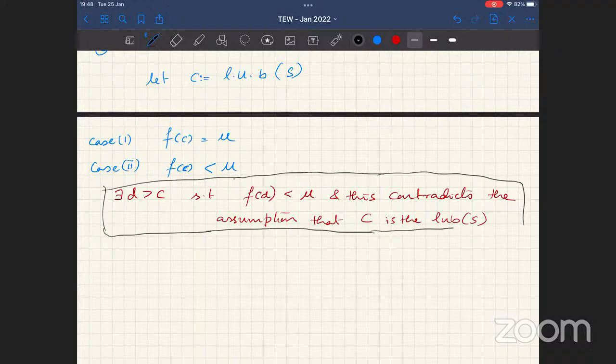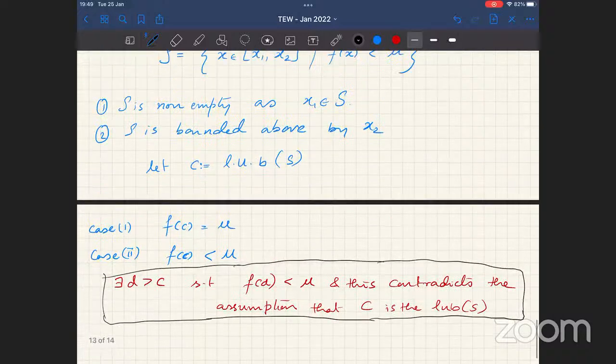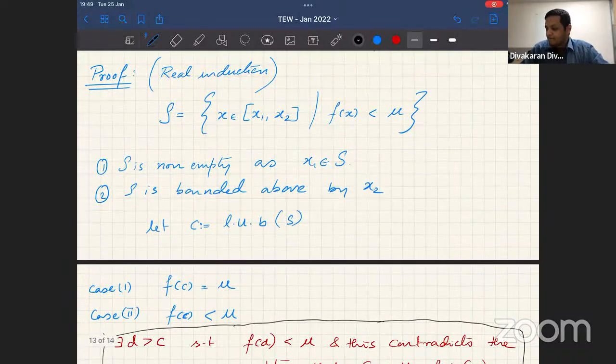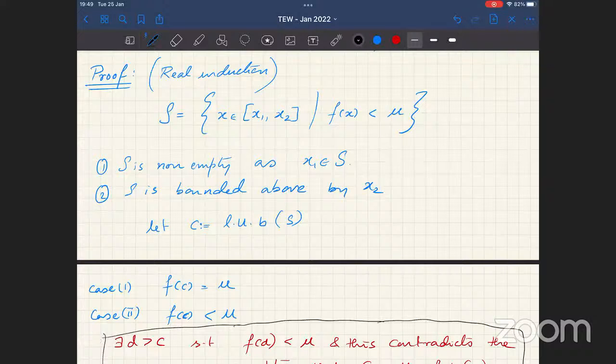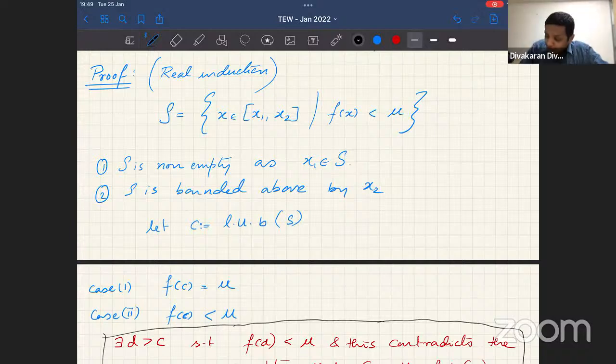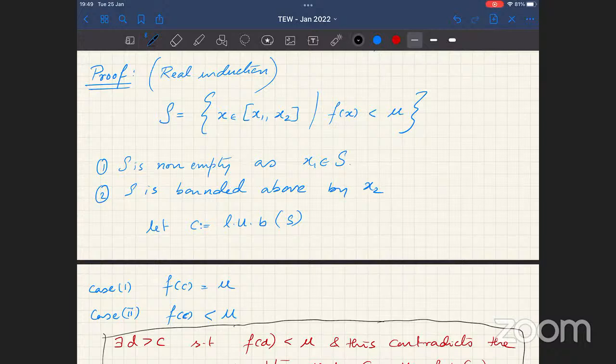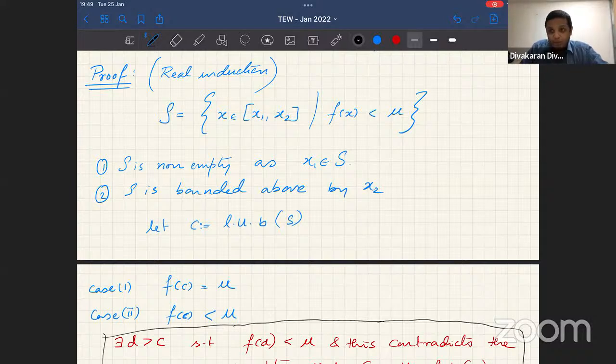Sir, I think f of C can never be mu because C is coming from a compact set, the closed and bounded interval x1 to x2. So C is the supremum of the compact set, so C has to belong to the set. So C belongs to S, and that means f of C has to be strictly smaller than mu itself. What is the compact set you are saying? Sorry. The x1, x2. x1, x2 is a compact set.